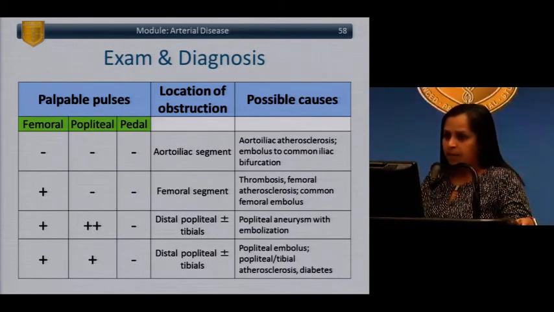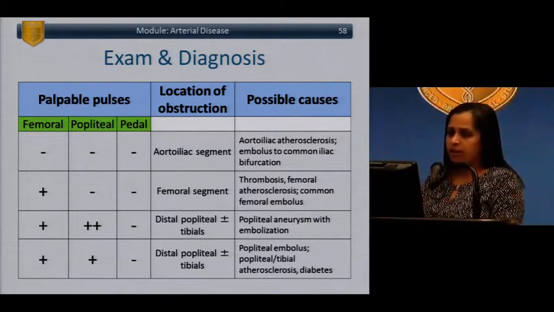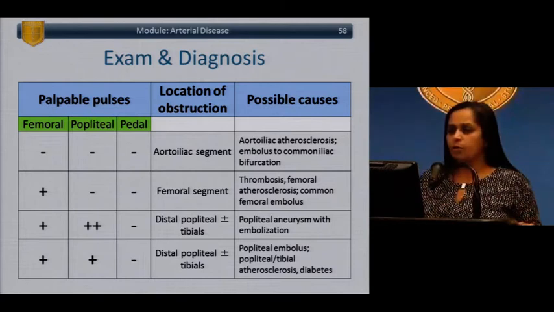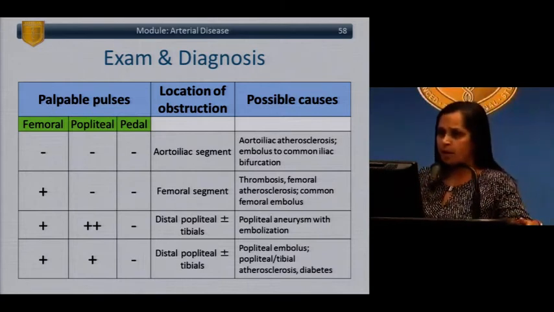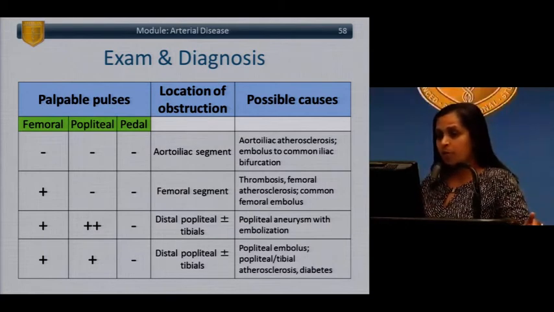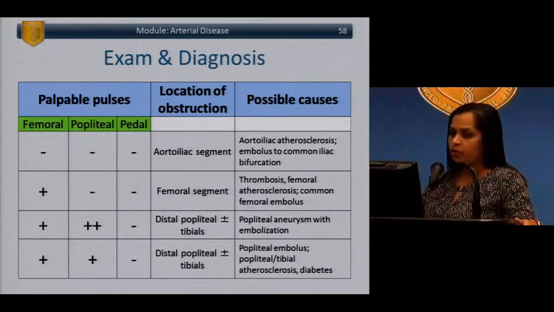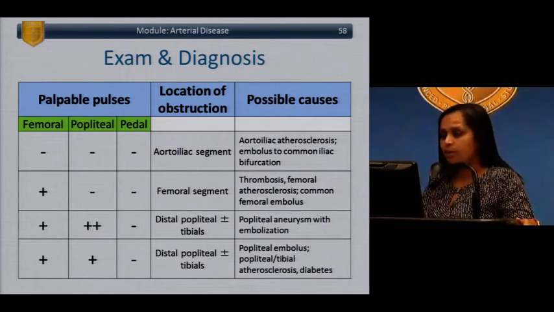The pulse exam can inform you of the location of the obstruction, as we discussed. So if you have no femoral, popliteal, or pedal pulses, this is likely a more proximal obstruction. And then depending on which pulses are palpable and where you lose them, you can diagnose the location. Some of the causes of these locations of obstructions are important to consider, especially if you suspect popliteal occlusion. In the acute setting, you might want to consider popliteal aneurysm.